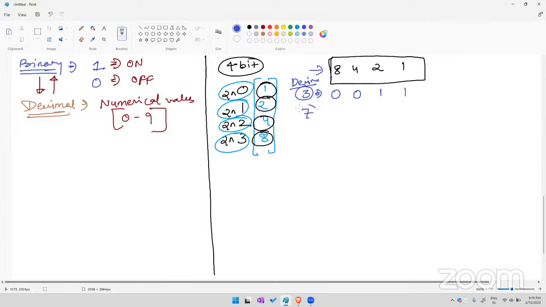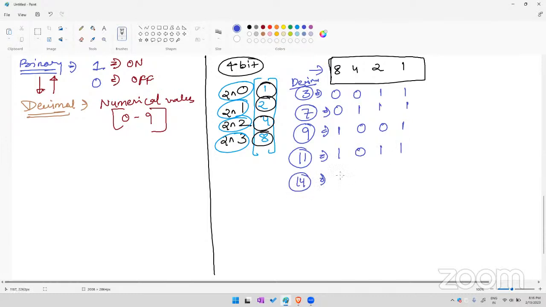If you get the decimal value 7, then binary is 0, 1, 1, 1. If the decimal value is 9, then 1, 0, 0, 1. If the decimal value is 11, then 1, 0, 1, 1. If your decimal value is 14, then 8, 4, 2: 12 plus 2 is 14, then 0. If the decimal value is 15, then 1, 1, 1, 1.